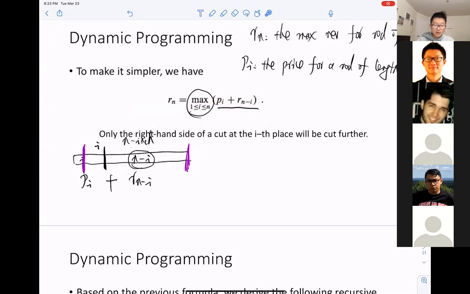Okay, so these are all the possible places. This is when i equals 1, i equals 2, 3, 4, 5. We want to try all the possible places of making the leftmost cut. For each of them we calculate i plus R n minus i, then we enumerate all the possibilities of the leftmost cut and find which has the highest total revenue.